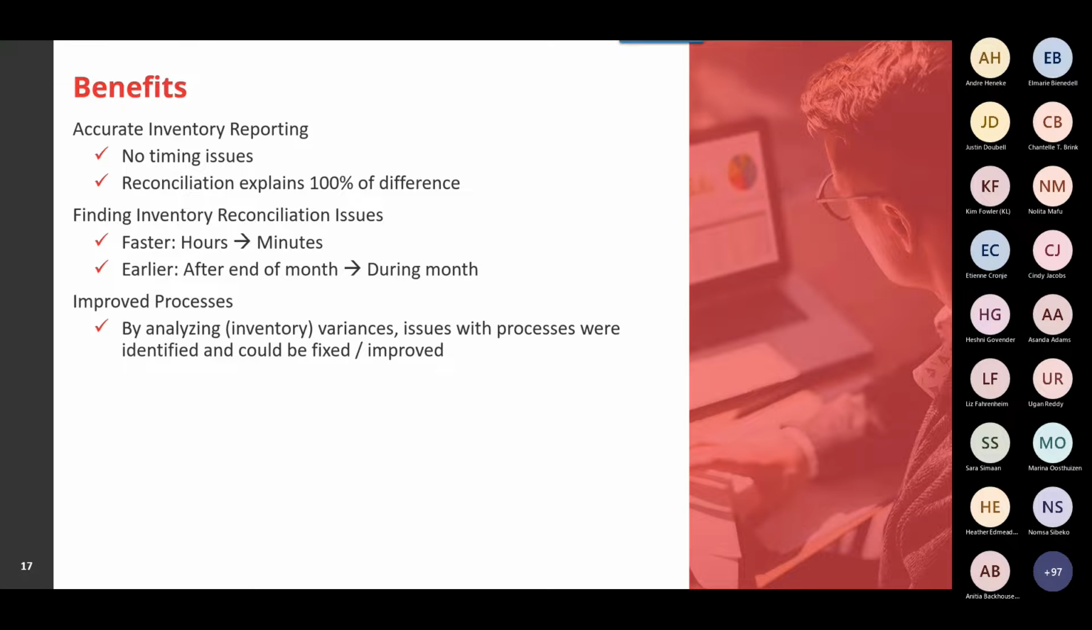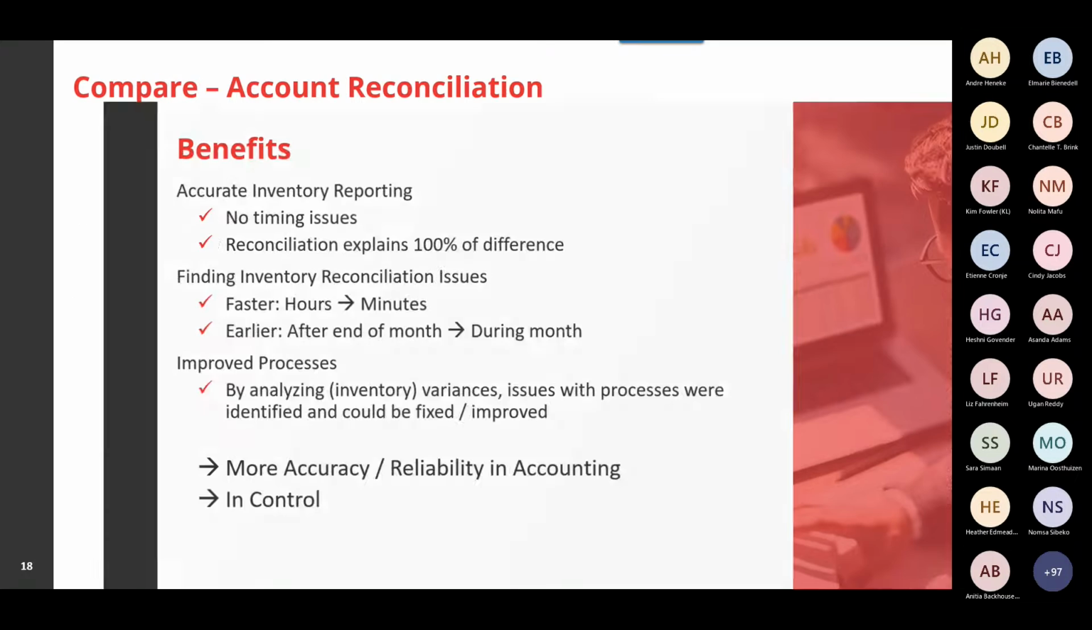It also means your processes can be much more easily improved and better analyzed, because you know exactly the transactions that went wrong, and you can prevent those from going wrong again. You end up with more reliability in accounting, more accuracy, and you're more in control with your GL and inventory.